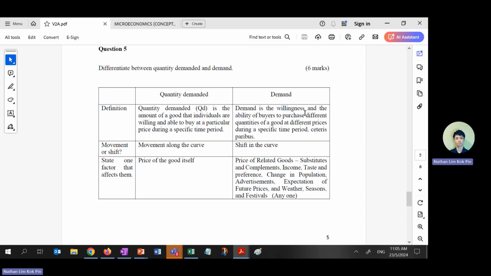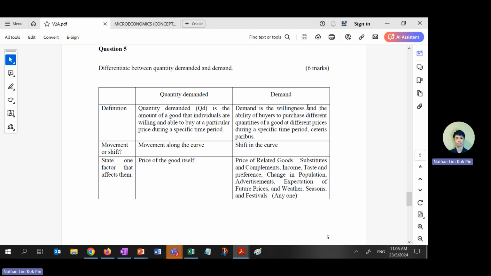And question 5, differentiate between quantity demanded and demand. Same law. I found that students nowadays cannot even write a definition properly. It must be the amount. Quantity demanded, you must have one amount, willing and able to buy at a price. So there are a few keywords I'm looking for. First one is singular quantity. Second is willing and able to buy. Third one is price. Otherwise, I minus mark or give it 0.